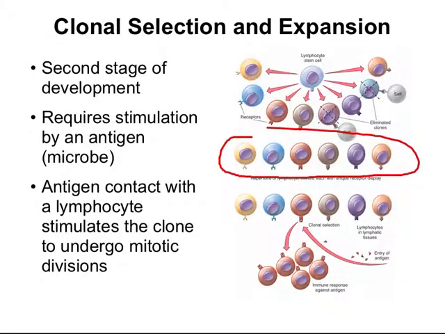The second stage of development requires stimulation by an antigen, let's say a microbe. When the microbe enters the immune surveillance system, it encounters all of these different lymphocytes. One of them is specific to that antigen and is ready to recognize the antigen. The antigen contact with the lymphocyte stimulates that particular clone to undergo mitotic divisions. This expands the population, creating a large population of lymphocytes that all bear the same specificity. Let's watch a quick animation of this process.